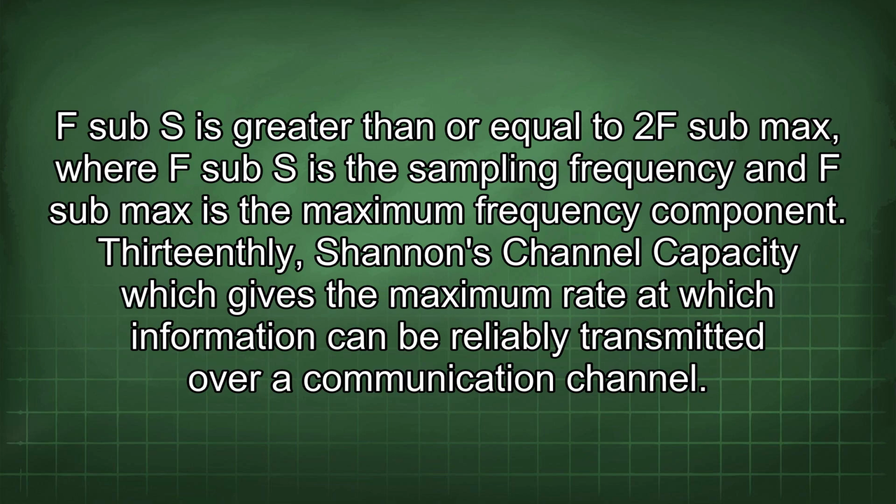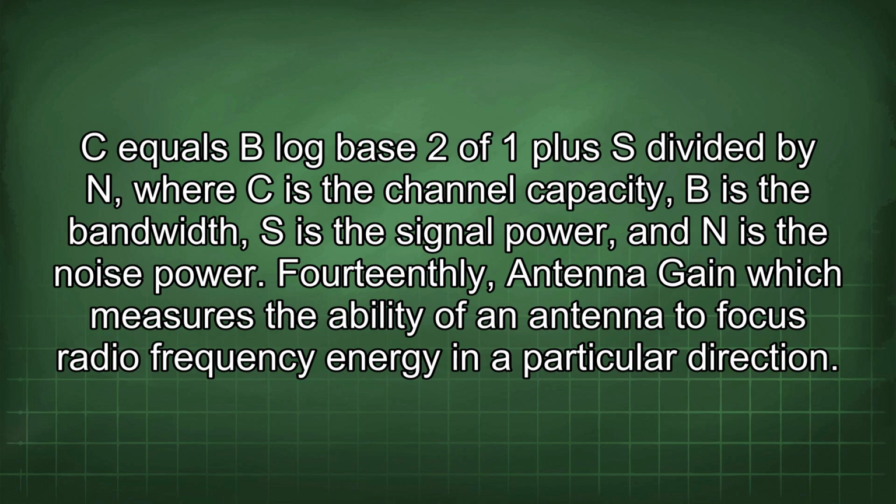13thly, Shannon's channel capacity, which gives the maximum rate at which information can be reliably transmitted over a communication channel. C equals B log base 2 of 1 plus S divided by N, where C is the channel capacity, B is the bandwidth, S is the signal power, and N is the noise power.